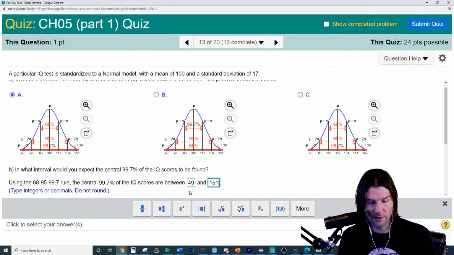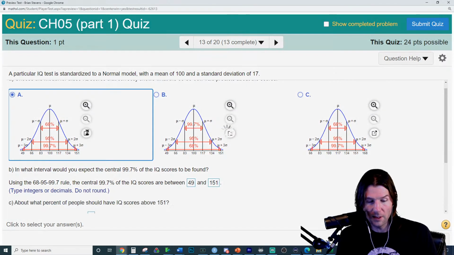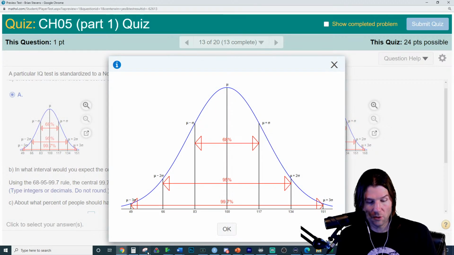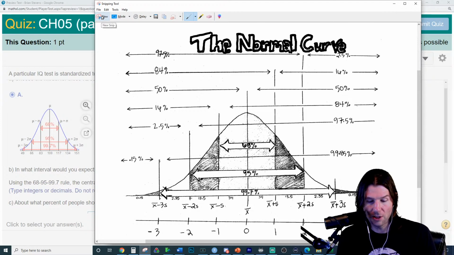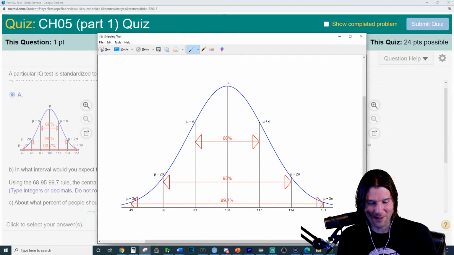49 and 151. About what percent of IQ scores should be above 115 or 151? So now this is pretty extreme. This is an extreme outlier right here. And we've got our cheat sheet, so we can see the answer. There's the answer. So let's not cheat immediately and find the answer that quickly.